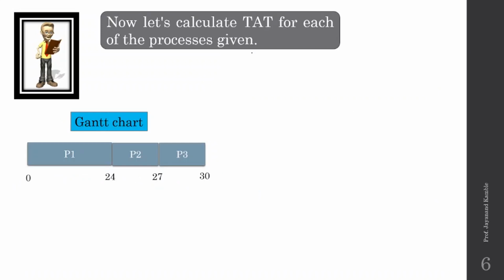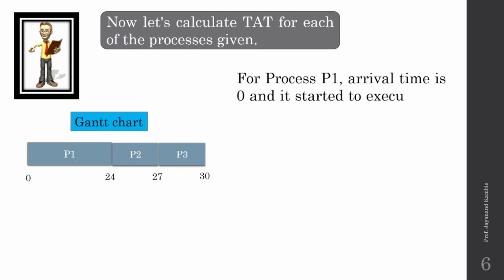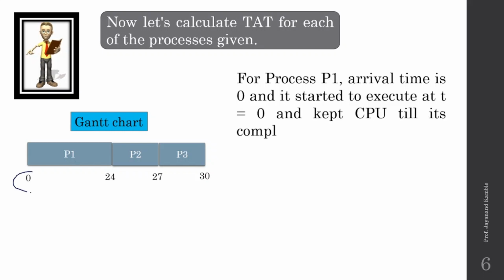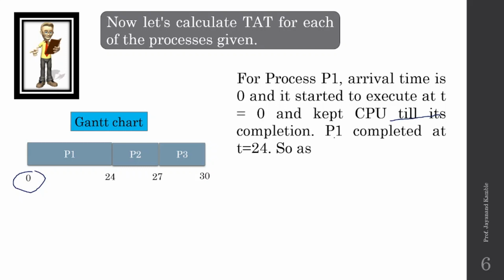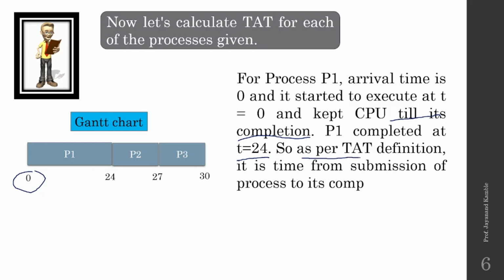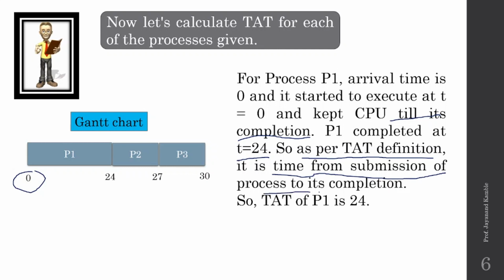Now let's calculate the turnaround time for each of the processes. Here the Gantt chart is given. From this Gantt chart we will find the turnaround time of each process. For process P1, the arrival time is 0 and it started to execute at t equal to 0 and kept the CPU till its completion. P1 completed at t equal to 24. As per the definition of TAT, the time from submission of the process to the completion of the process, that is from 0 to 24, the turnaround time for process P1 is 24.